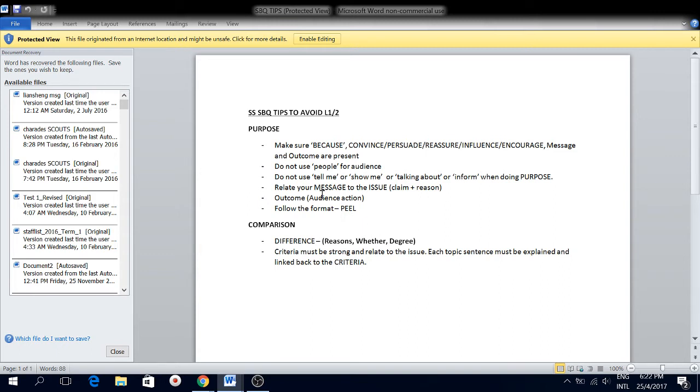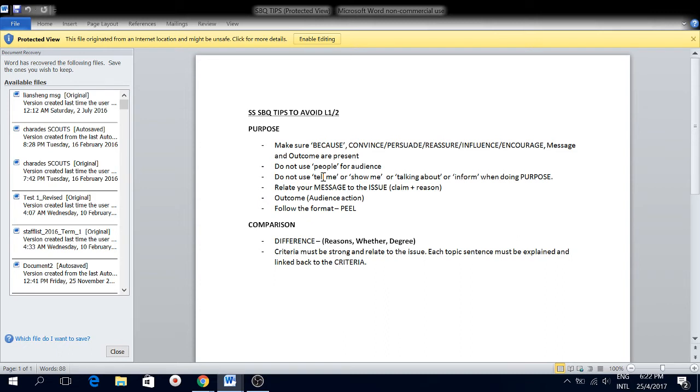Okay, for difference, make sure you write the topic sentence based on criteria first. Now don't make the mistake of jumping to the evidence because it will not be clear for the marker. The marker is marking a lot of scripts. If you are very clear from the start, it will be better for you. It will indeed benefit you.